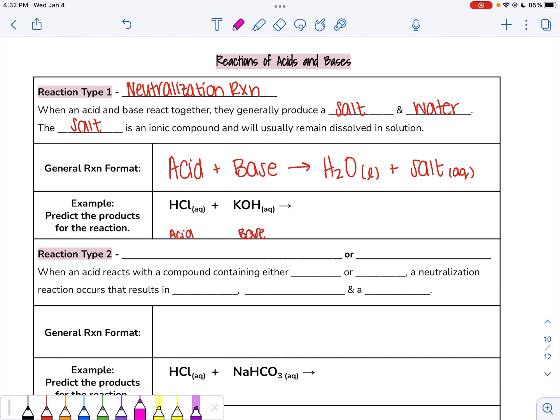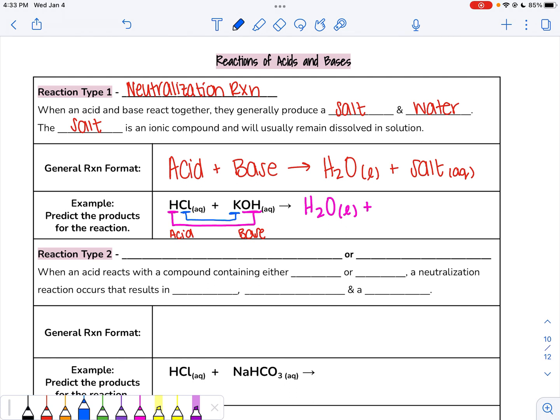So hydrochloric acid, HCl, because it is an acid, it's going to donate its hydrogen, its proton. Where is it going to go? Well, it's going to form water by reacting with the hydroxyl OH of our base. So these two things are going to come together to form our water. And then what's going to be left over is our salt. So what's going to form our salt? Well, it's going to be potassium from this compound here and chlorine from this compound here.